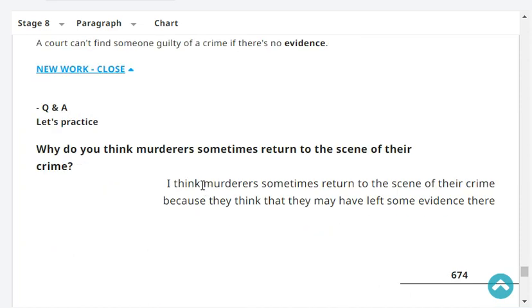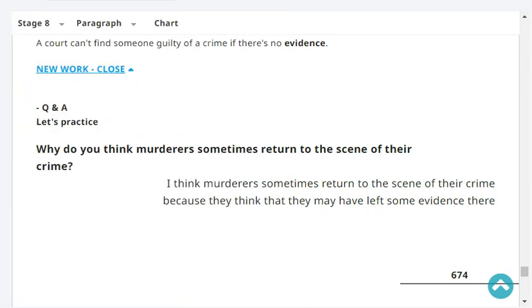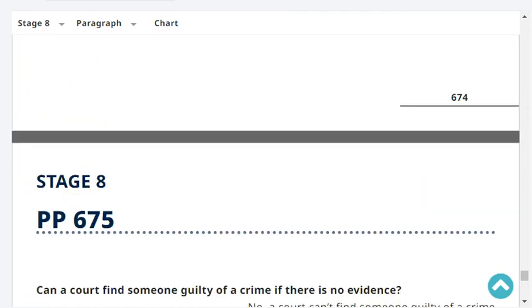Let's practice. Why do you think murderers sometimes return to the scene of their crime? I think murderers sometimes return to the scene of the crime because they think they may have left some evidence there. Very good.